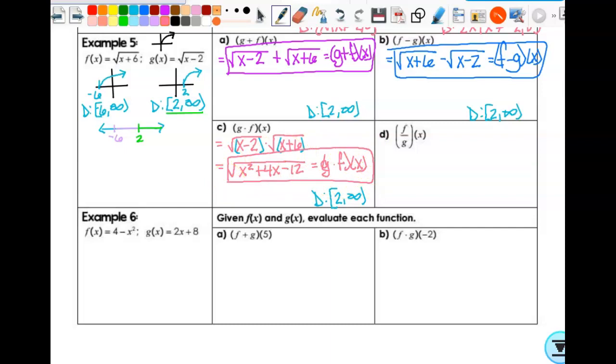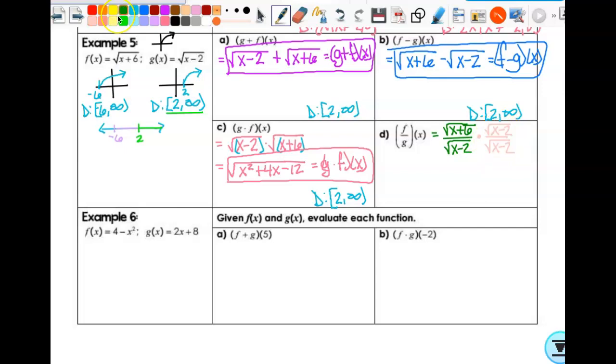Okay, we good? Then I have f over g of x. So this is the square root of x plus 6 over the square root of x minus 2. Am I allowed to leave a square root in the denominator? No, so I have to rationalize it. It's not any more difficult just because it looks more difficult. Square root of x minus 2 over the square root of x minus 2.